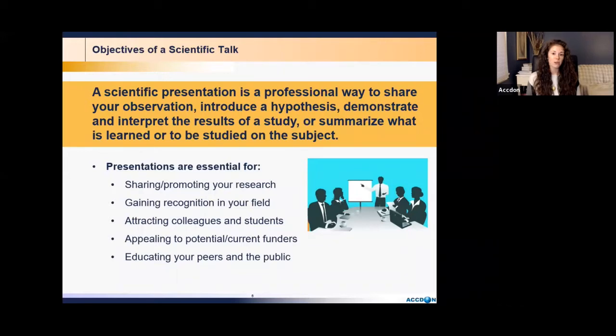If you are an early career scientist or perhaps a graduate student, presentations are also very important for attracting colleagues, basically getting your research out there and potentially finding someone that you're going to work with in the future. If you're a professor, giving presentations is also how you're going to attract students. You want to have your talks be enticing for finding individuals that want to work with you. Presentations are also appealing to potential and current funders. This is especially important in the medical field. And of course, scientific talks help educate your peers, whether that's through conferences or perhaps a more low-key departmental talk, as well as the public.